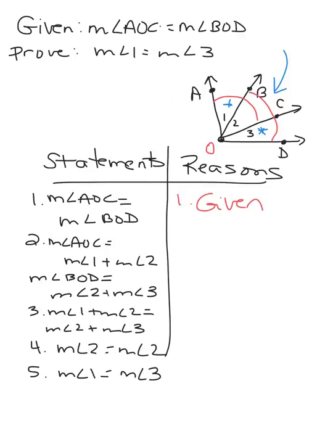I'm going to have a reflexive in there somewhere, where the measure of angle 2 is equal to the measure of angle 2. And I'm also going to have to subtract something along the way because I'm starting big and going small. So that kind of helps you talk through the proof before you get started.